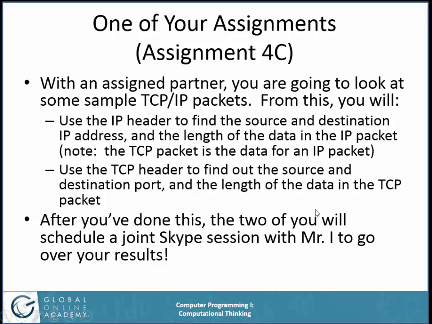So, assignment 4C, with an assigned partner. This is going to be the same partner you used for 4A. So there are 9 sets of 2 partners each. You're going to look at some sample TCP IP packets. Actually, it's only one. From this, you're going to use the IP header to find the source and destination IP address, the length of the data, and then use the TCP header to find out the source and destination port, the length of the data in the TCP packet. Maybe you look at some flags in there. You're going to do that.